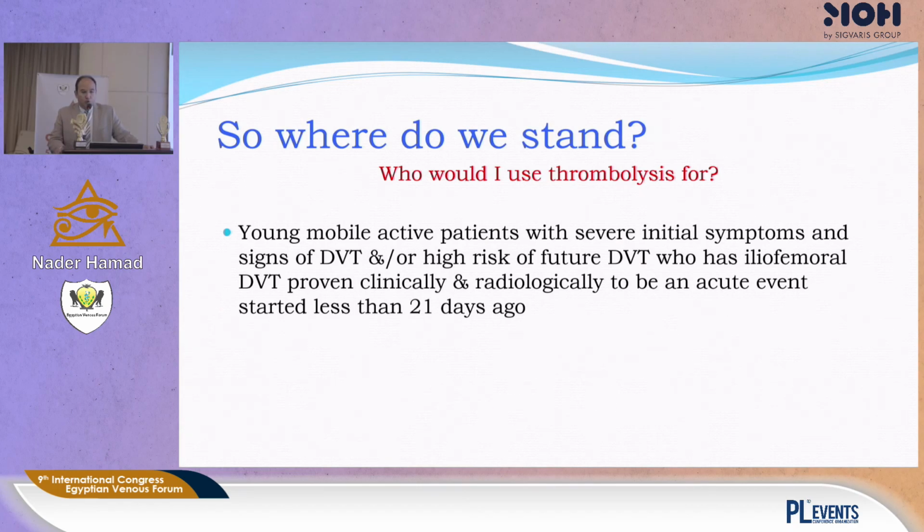So who would I use thrombolysis for? Either catheter-directed thrombolysis or pharmacomechanical thrombolysis. I will recommend to use it in young, mobile, active patients with severe initial symptoms and signs of DVT and or high risk of future DVT, who have an iliofemoral DVT proven clinically and radiologically to be an acute event started less than 21 days ago.